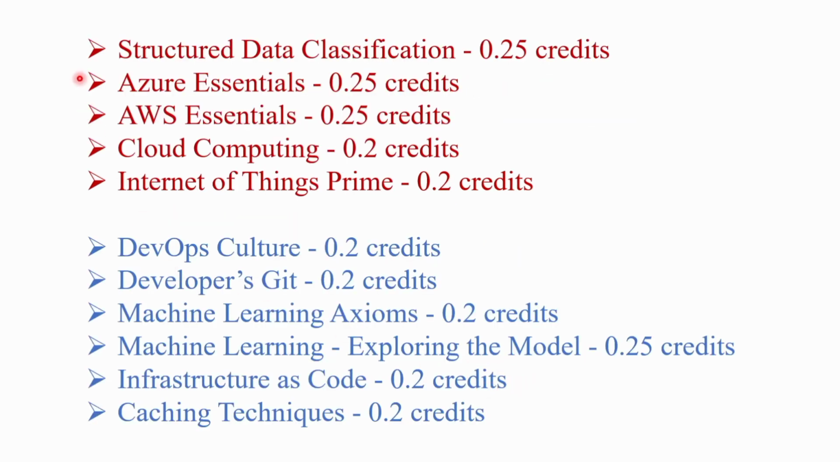Again, we have Structured Data Classification, which is for hefty 0.25 credits. Same goes with Azure Essentials and AWS Essentials. Okay. Now, Cloud Computing has 0.2 credits and Internet of Things Prime has 0.2 credits. Now, DevOps Culture and Developers Git again have 0.2 credits each. Machine Learning Axioms has 0.2 credits, and Machine Learning Exploring the Model has 0.25 credits. Along with that, Infrastructure as Code has 0.2 credits, and Hacking Techniques has 0.2 credits.